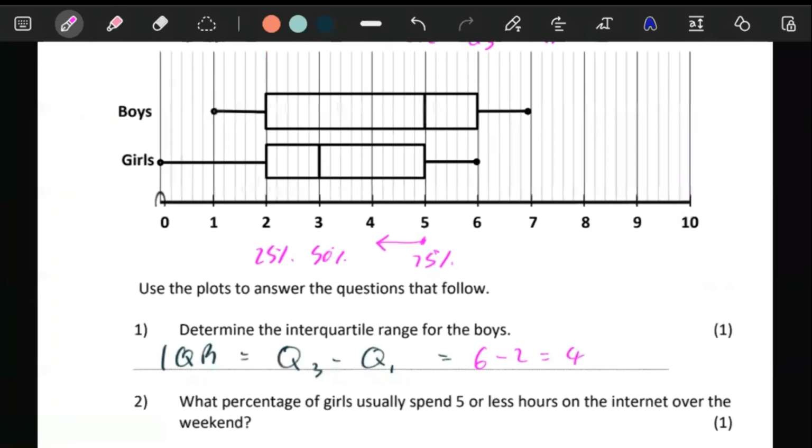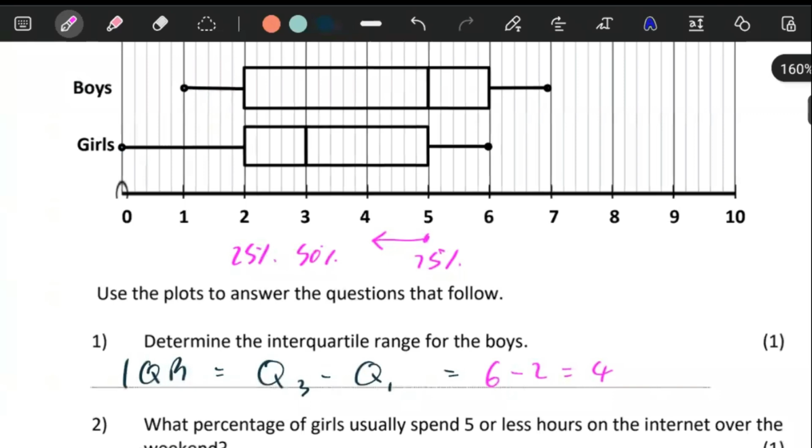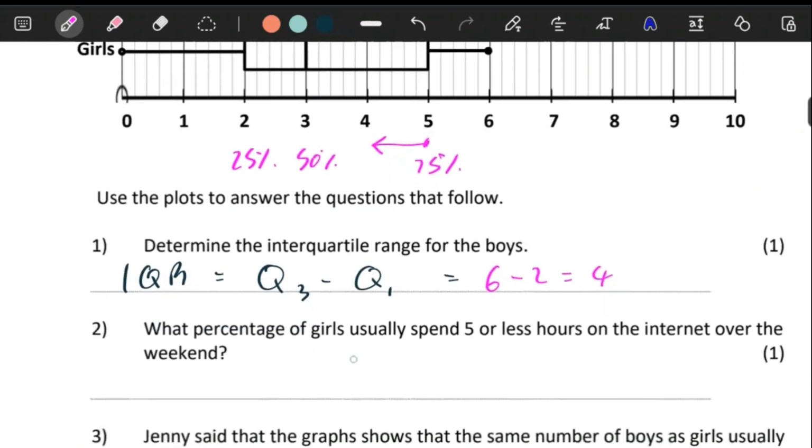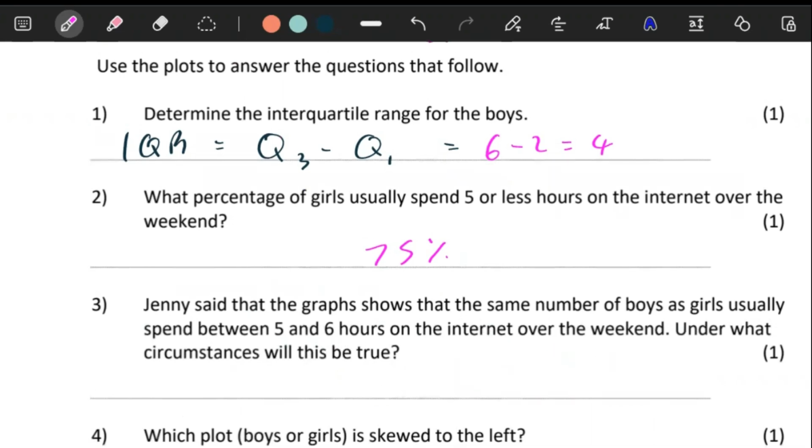Now, what that means is, from this point here going to the left, it's telling us that that's where 75% of the data lies. 75% of all the girls spend 5 hours or less, you see. So it's here 75%. And then here it says, Jenny said that the graphs show that the same number of boys as girls usually spend between 5 and 6 hours on the internet over the weekend. Under what circumstances would this be true?